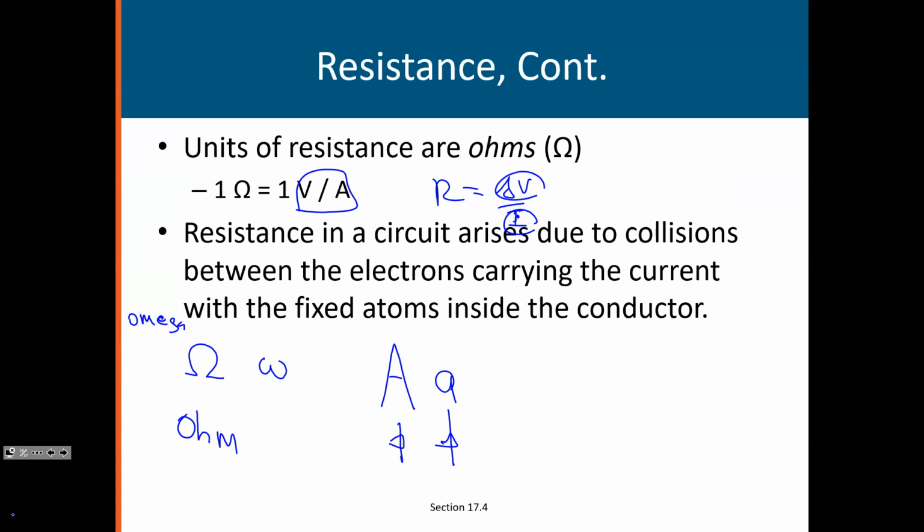Right. So now, why do we have different resistance for different materials? Resistance is because of obstruction. When the current flows, that means there's charge flowing, right? It is going to see other fixed atoms, so it is going to collide. So it will resist the motion of the charges, so current will be restricted. That is why we have resistance. Resistance in a circuit arises due to collisions between the electrons carrying the current, as well as with the fixed atoms inside the conductor.